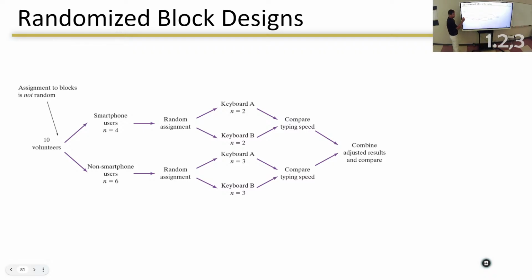So we got 10 volunteers. 4 of these are smartphone users and 6 of them are not smartphone users. So we're going to randomly assign these smartphone users to keyboard A or keyboard B, and the non-smartphone users, they're going to get keyboard A and keyboard B. And then we're going to compare this A and this B and this A and this B. And see if A is faster here and A is faster here, then A is probably better. If A is faster here and B is faster here, then A is faster for the smartphone users, but it's not for the others, okay? So then we can combine, adjusted, whatever.